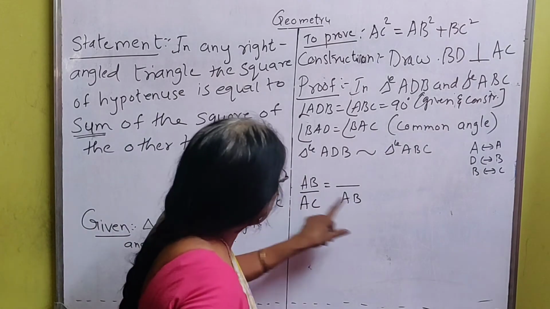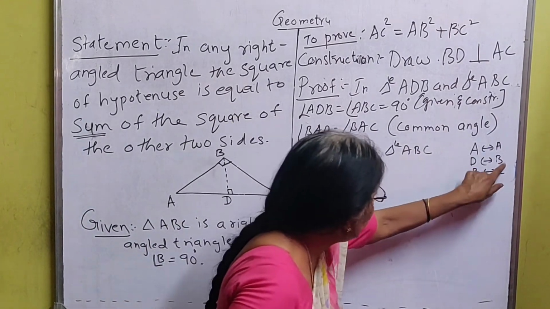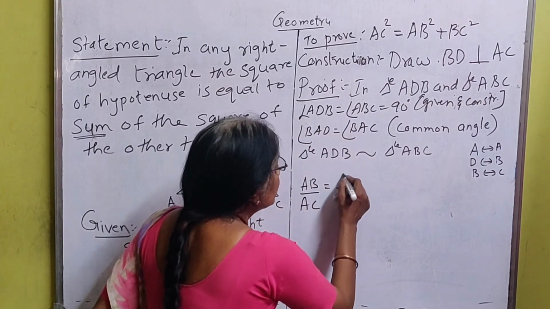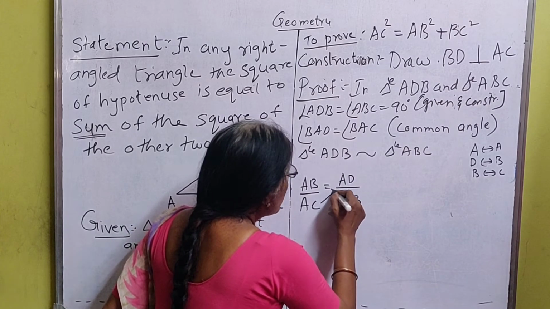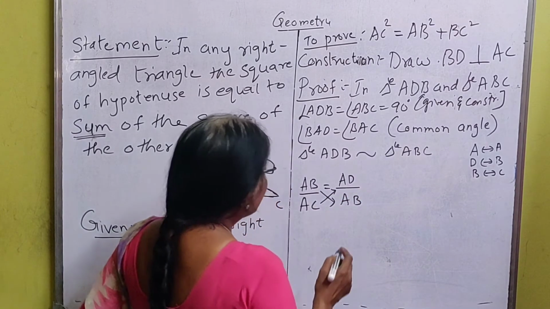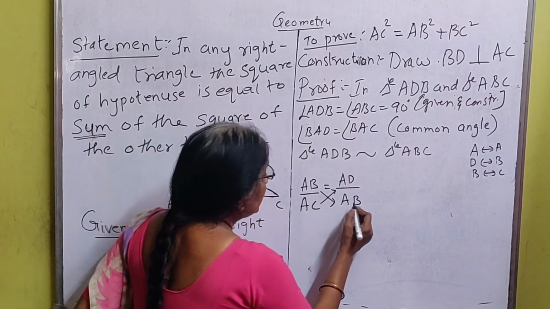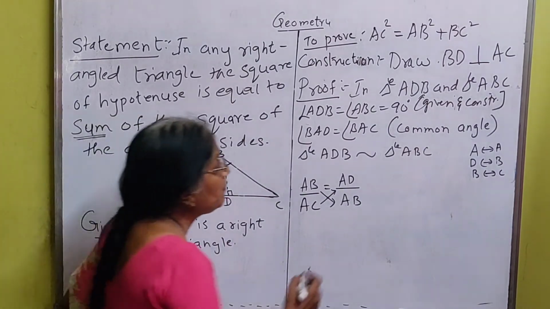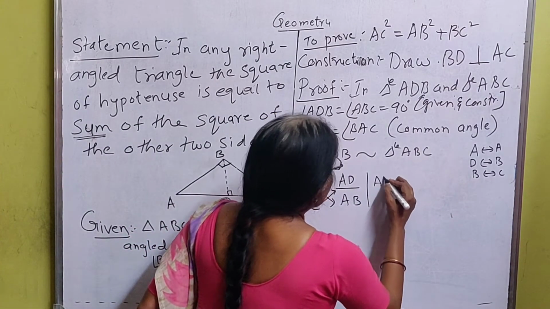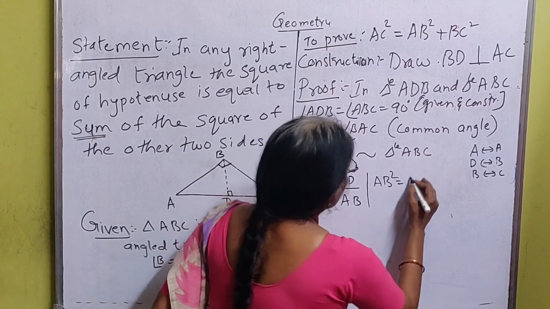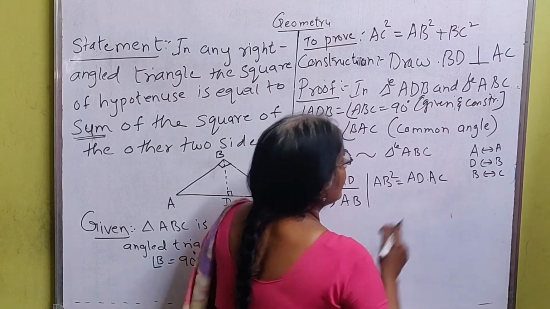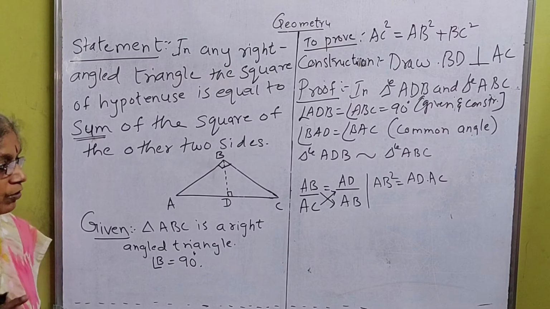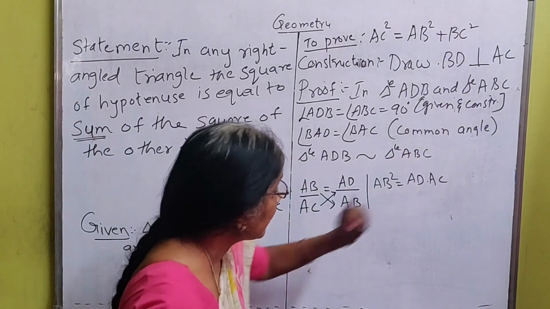Now, cross multiplying, AB square I should get. If I take AB here in this bigger triangle, what should come over here? AD should come. So if I cross multiply, what shall I get? I will get AB into AB is equal to AC into AD. AB into AB is nothing but AB square, is equal to AD into AC. So this is for the first triangle we have taken. So AD into AC we got it, with triangle ADB and triangle ADC.